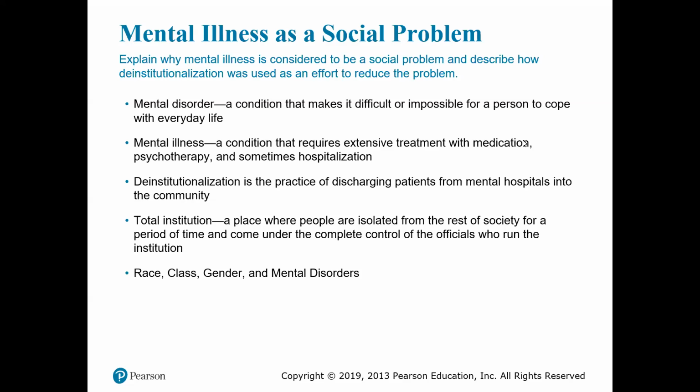According to sociologist Erving Goffman, mental hospitals are a classic example of a total institution. A total institution is a place where people are isolated from the rest of society for a period of time and come under the complete control of the officials who run the institution. Patients in mental hospitals are stripped of their individual identities by being required to wear institutional clothing and follow a strict regime of activities, meals, and sleeping hours.